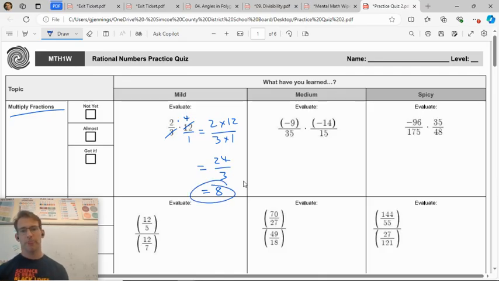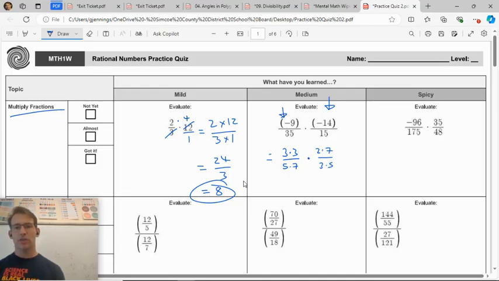Same answer. Okay. Over here, for those of you who are working medium-level questions, you'll notice that we have negative times a negative. That's like flicking a light switch off and then on again, so the answer will be positive. Okay. One way that you can approach these types of questions to make things easier is to rewrite them. So 9 is 3 times 3. 35 is 5 times 7. 14 is 2 times 7. And 15 is 3 times 5. Okay. And we keep this multiplication.